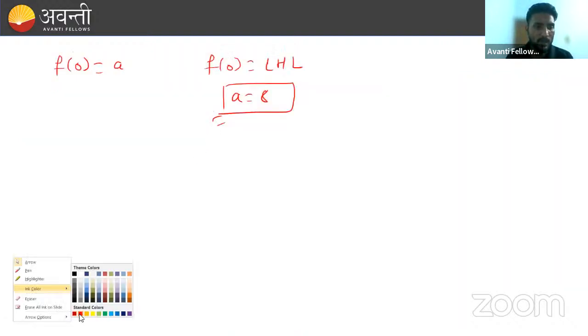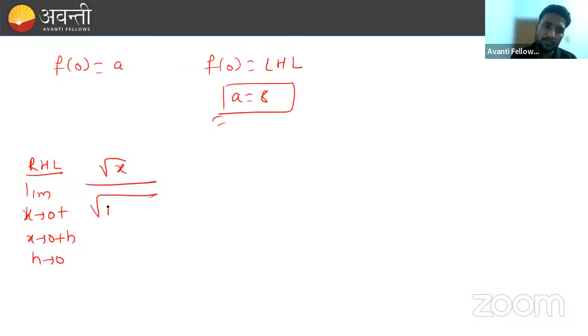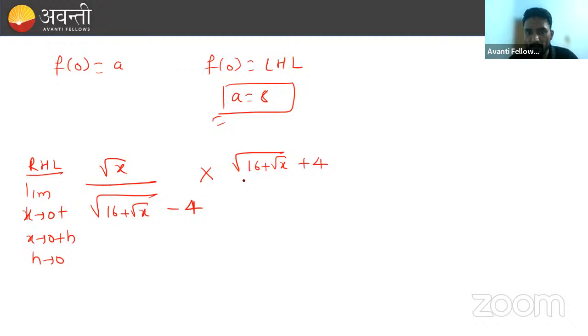And then RHL. RHL means what? It is limit x tending to 0 plus, so it is 0 plus h, or h tending to 0, root x divided by root 16 plus root x minus 4. Okay, so what I am doing, guys, first of all, if you see in the limit, whenever you see these kind of things, you can use rationalization here. So I am using rationalization.